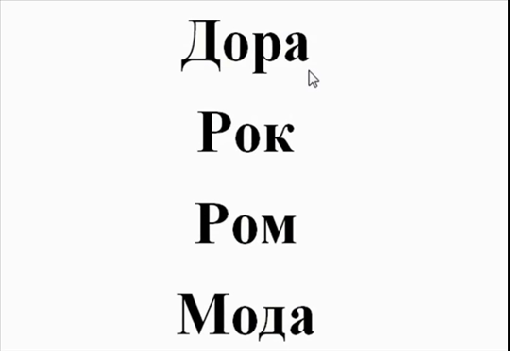Dora is a girl's name. Rock is a kind of music. Rom is a drink, rum in English, and moda is fashion. Dora, rok, rom, moda.